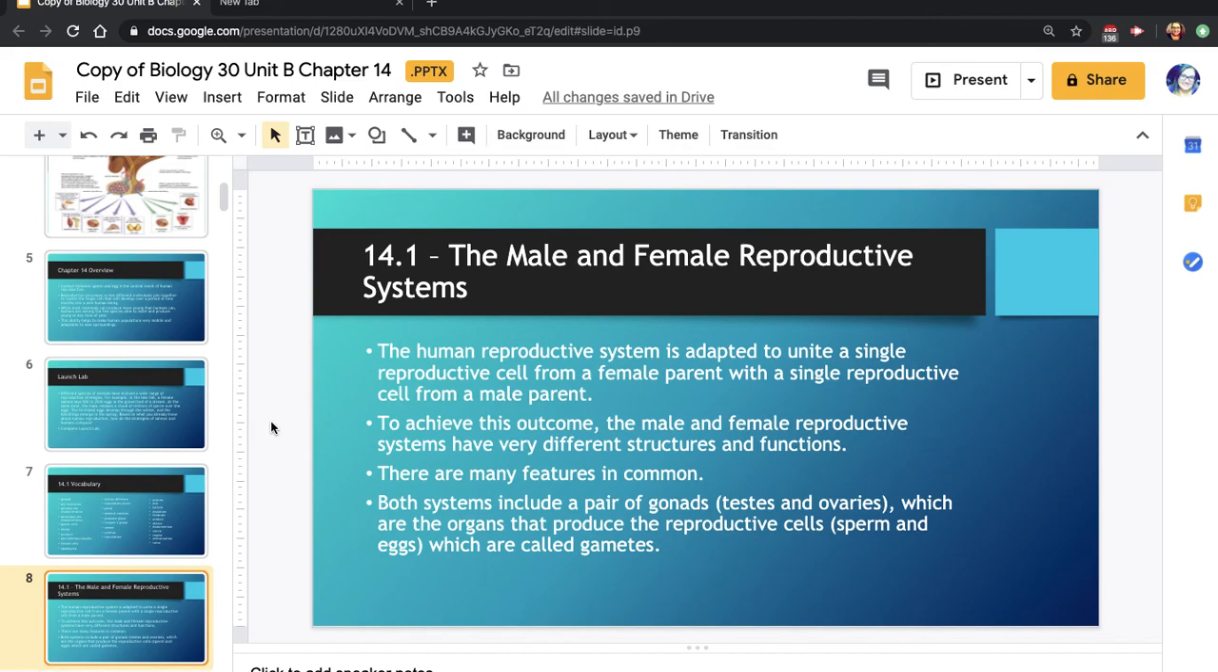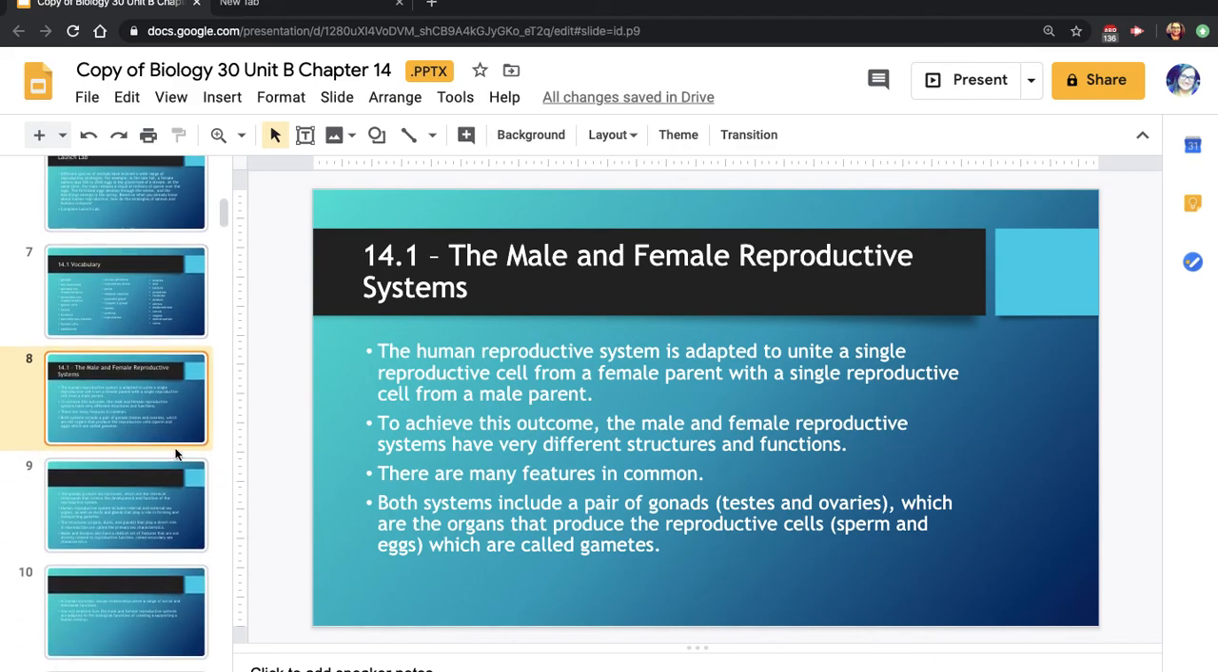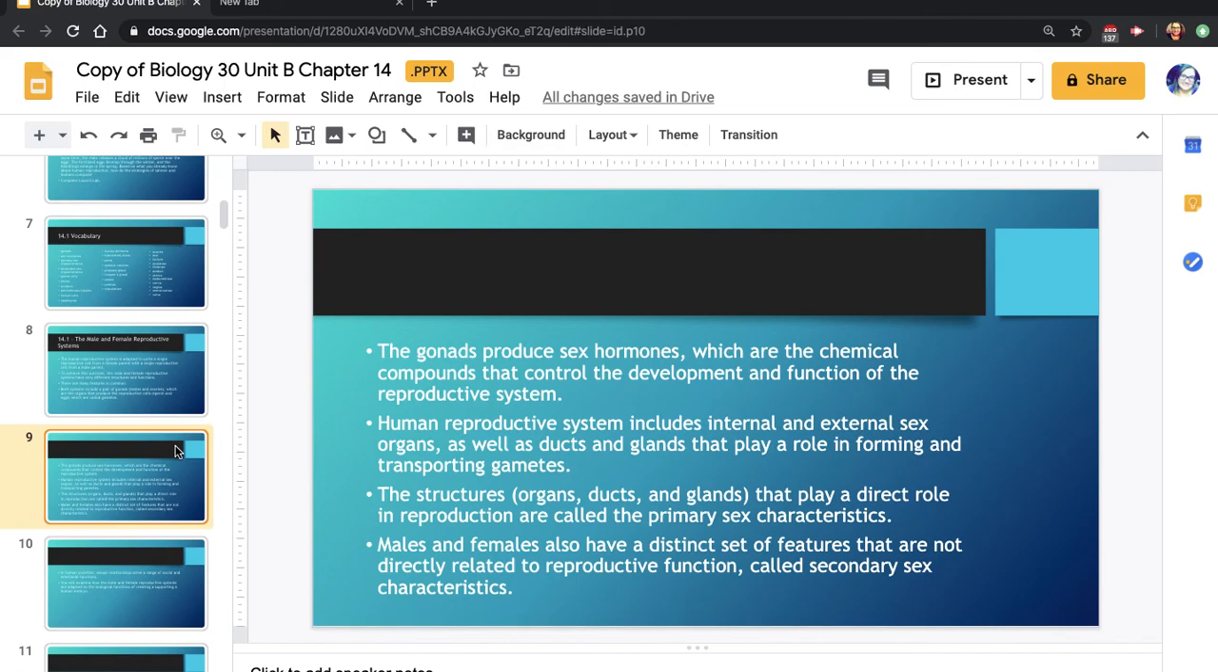Which are the organs that produce the reproductive cells? I guess that's what it's just saying. So the sperm and the egg, which are called gametes. The word gametes is possibly a new word to you. That's the scientific word for our sex cells, our sperm and our egg. So those sperm and egg have to come together, those two gametes, to create a zygote, which we'll get to probably a little later.